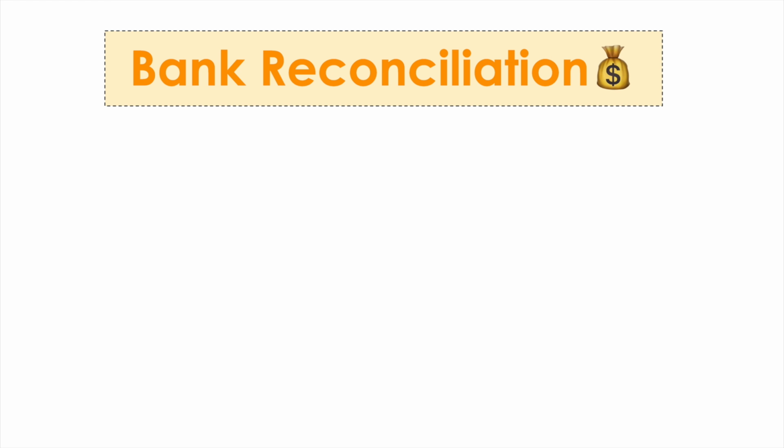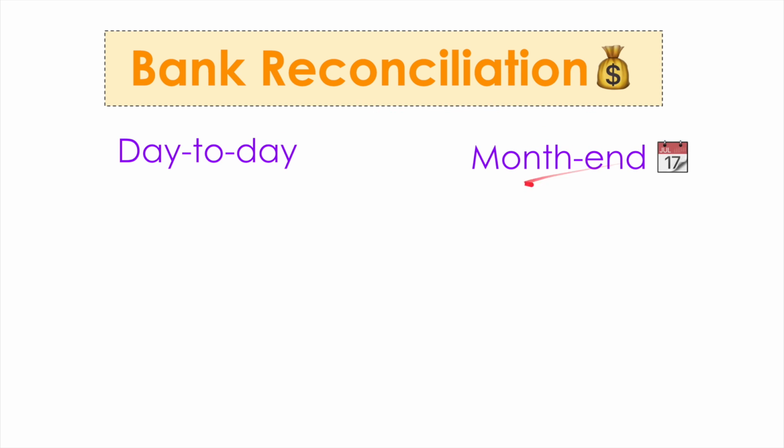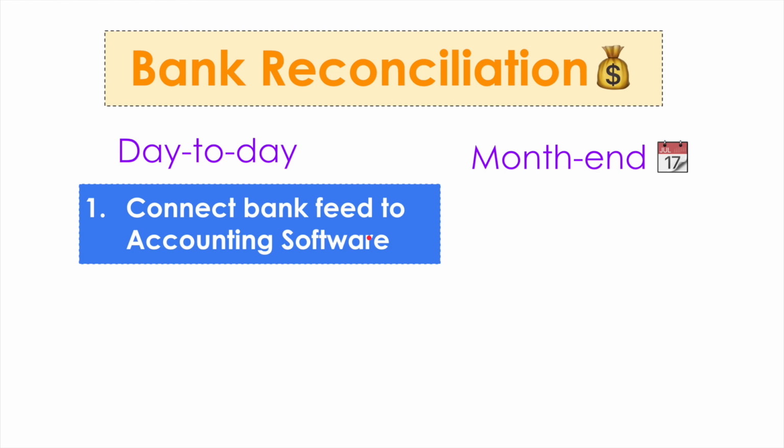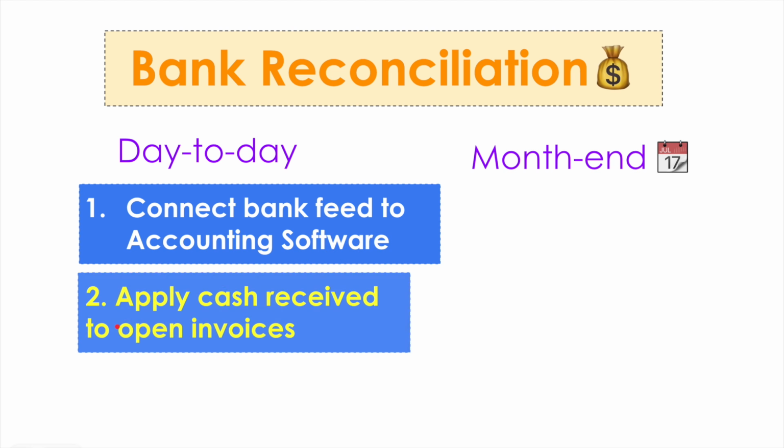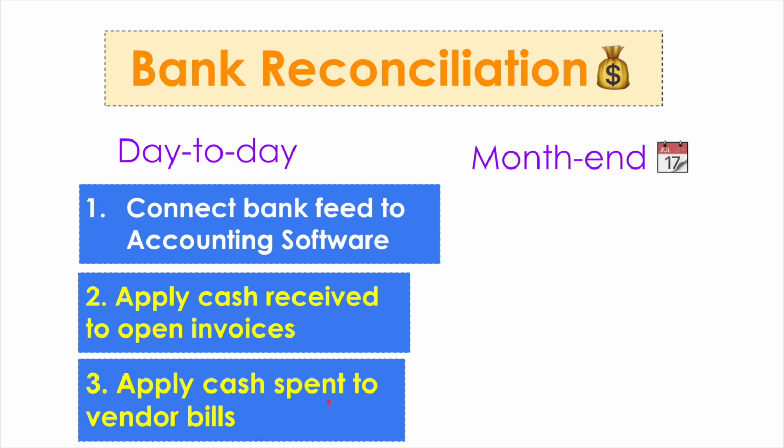Now, when are we performing a bank reconciliation? Well, in general, we have day-to-day activities that contribute to our bank reconciliation, as well as month-end activities. As an example of the day-to-day activities, we are connecting the bank to our accounting software. You can do that by connecting a bank via API connection to your accounting software, or by uploading a bank file into the accounting software. The second thing you're doing is applying the cash that you receive from your customers to open invoices, right? And the third thing is applying the cash that was spent to open vendor bills to close out these bills. So this is the day-to-day.